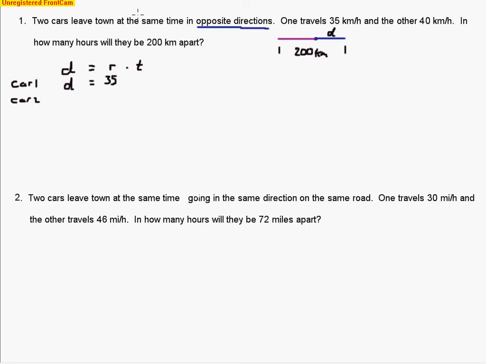Now, they left at the same time. They don't give us a time, but we know it's the same time. Since we don't know what that is, let's just go with T. So we've got our first equation: D equals 35T.